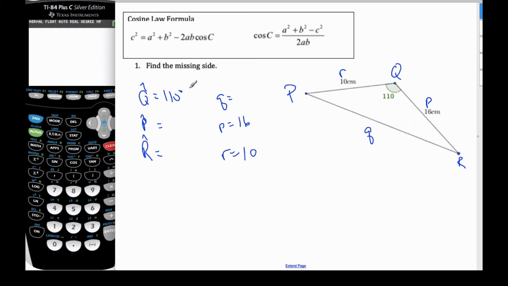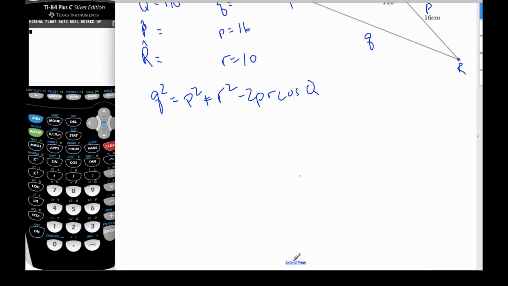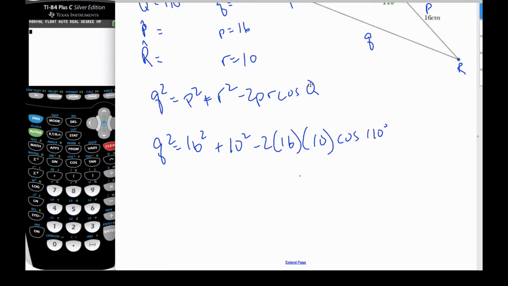And let's start off with, if I have the angle, I'm going to start off with its corresponding side Q. So I know this is going to be Q because this is my angle Q. So it's going to be q squared is equal to p squared plus r squared minus 2pr cosine Q. I plug the values in, and q squared is equal to 16 squared plus 10 squared minus 2 times 16 times 10 times the cosine of 110 degrees.